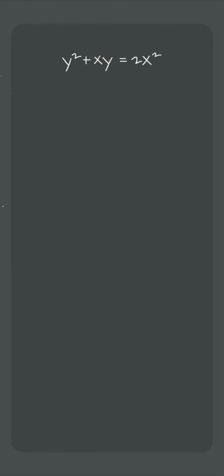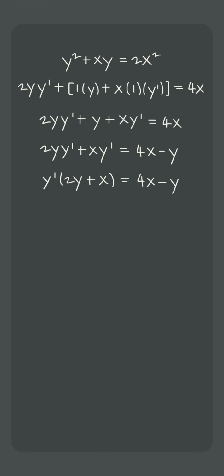To find the critical points of an implicitly defined function, we always start by using implicit differentiation to take the derivative. Then we simplify the equation, eventually rewriting it so that we can solve it for y prime. And then once we have the equation solved for y prime, we set that derivative equal to 0.